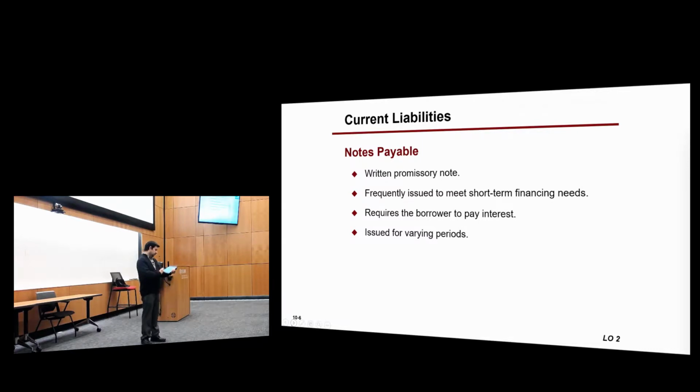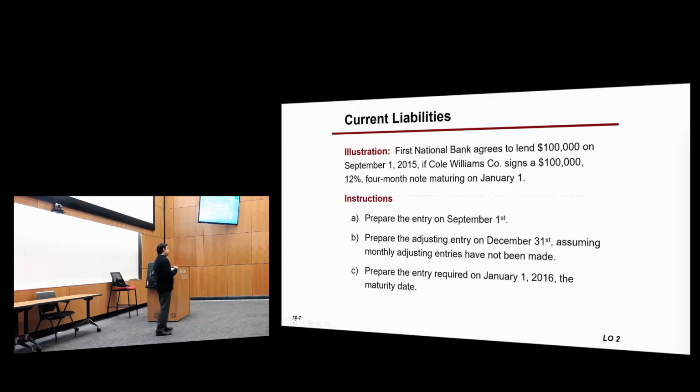We covered that when we talked about notes receivable. Now we're just doing the other side of the story. Now we are recording the notes from the maker's perspective. This is from the company who is promising to pay. So First National Bank agrees to lend $100,000 on September 1st, 2015. The company signs a $100,000, 12% 4-month note maturing on January 1st.